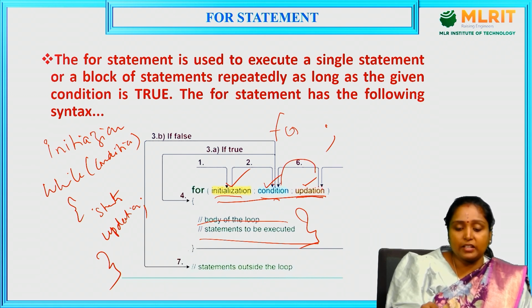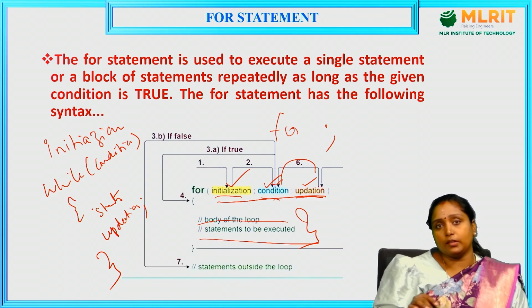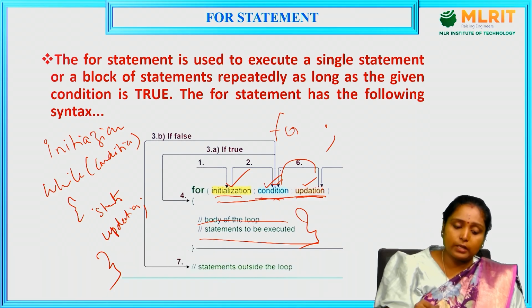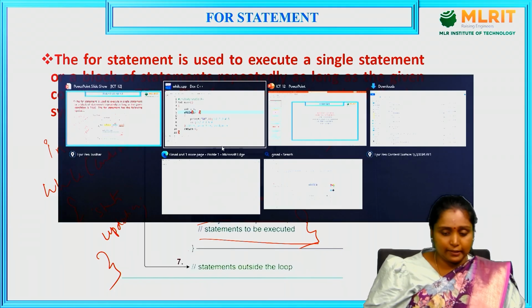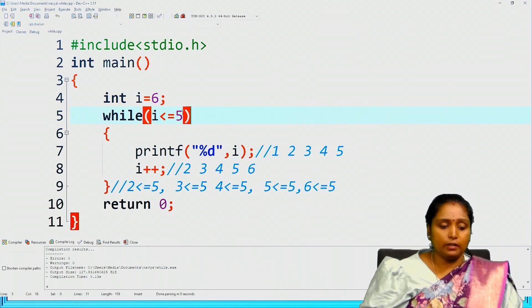Then again it will check for the condition. So this is how it happens. Once the condition becomes false, it will come out of the loop. Let us see a small program, the same program here.